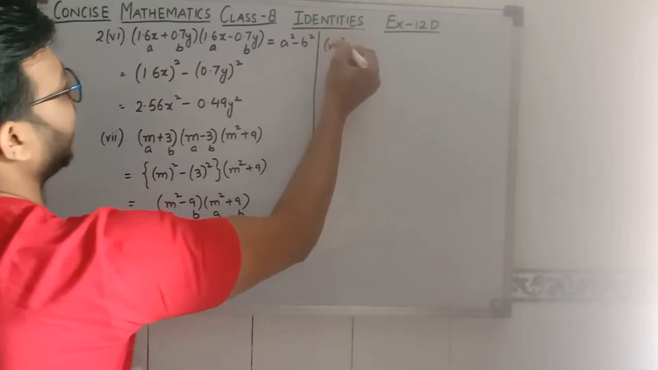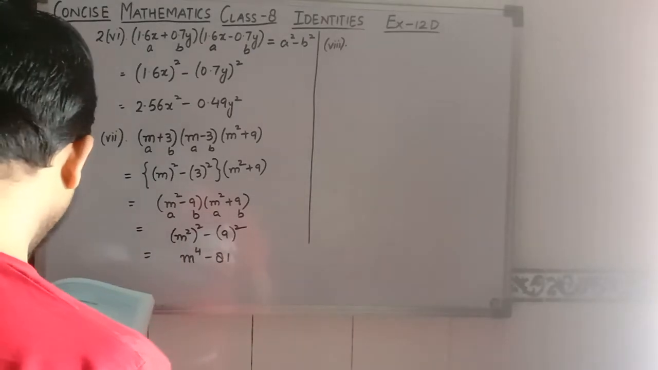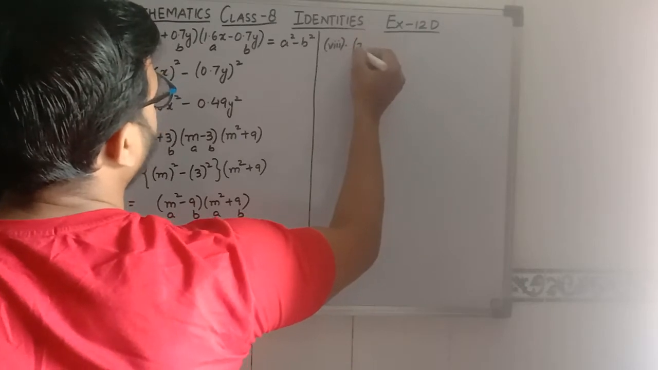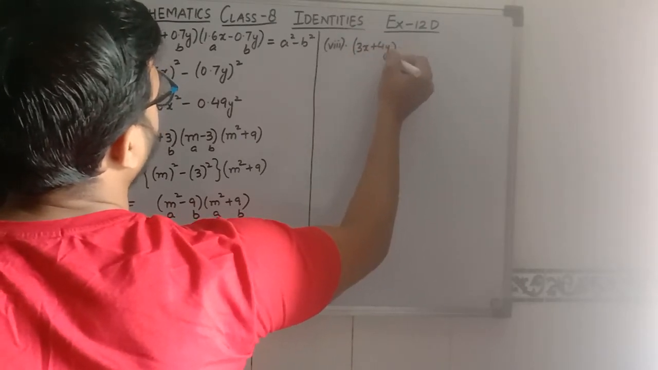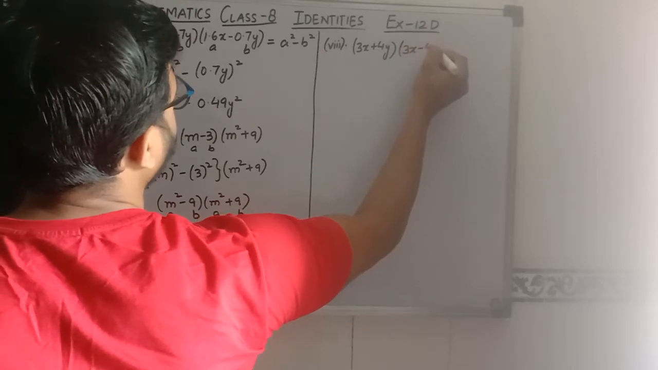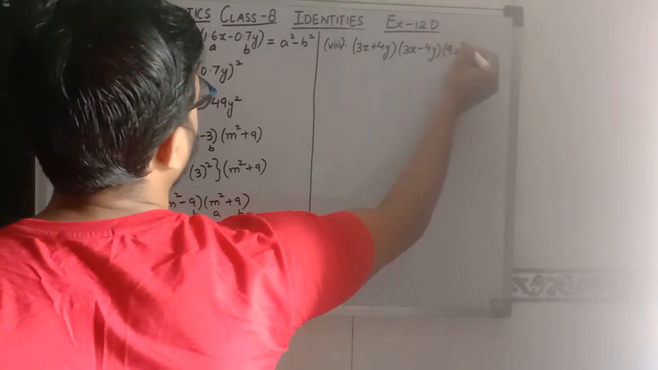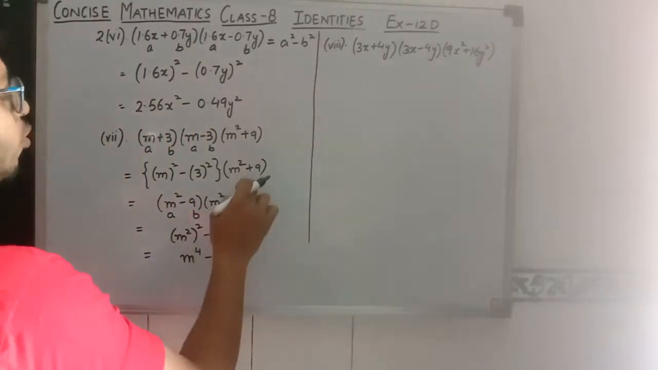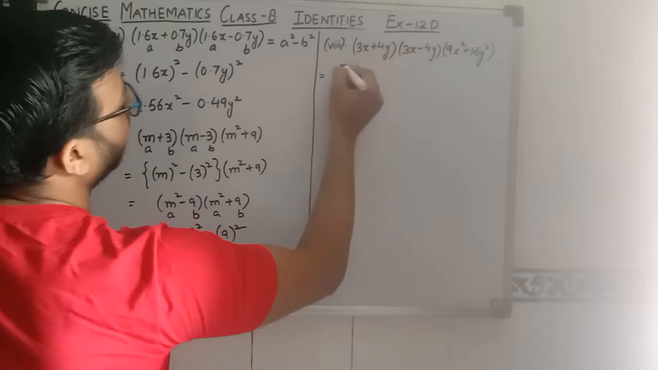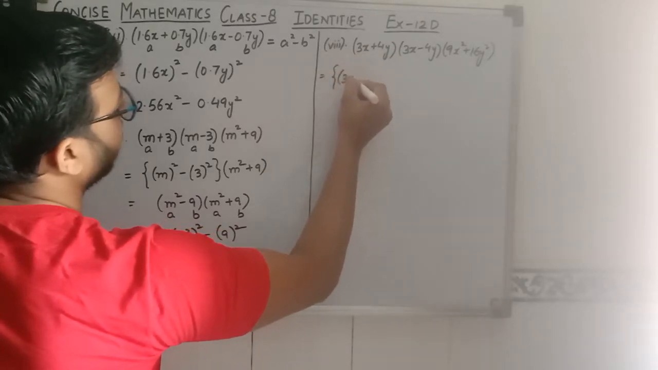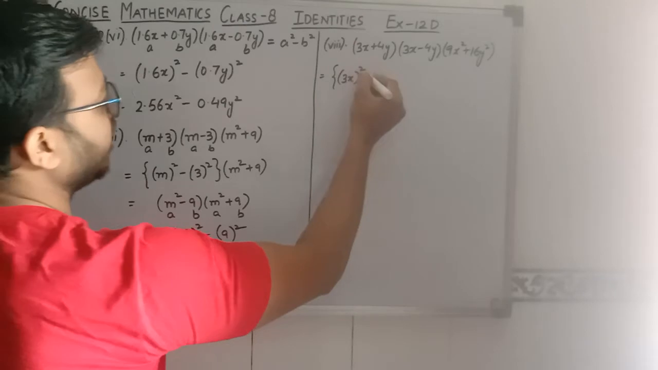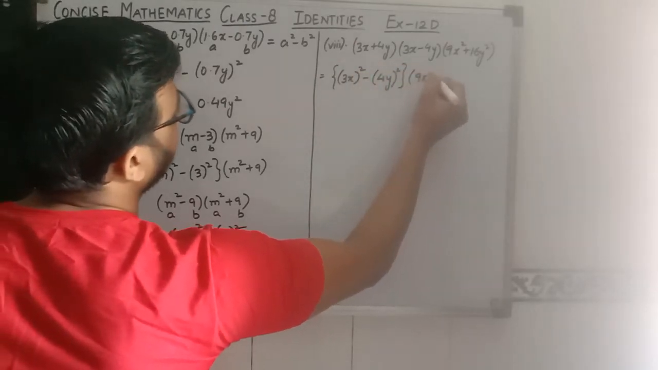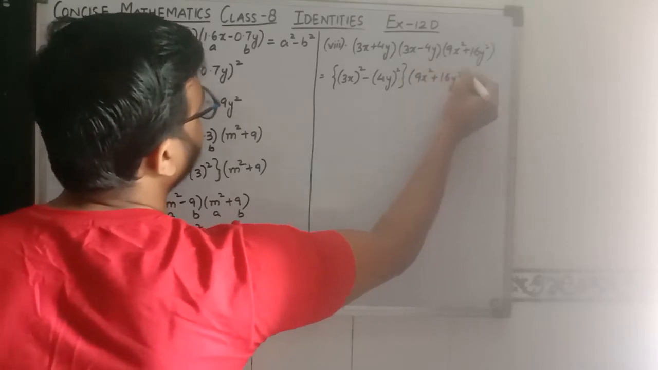Now part 8. Now again in part 8 there are overall 3 terms. So in the first bracket 3x plus 4y, in the second bracket 3x minus 4y, and in the third bracket 9x square plus 16y square. So this is the question. This question is similar to this. Again, in the first 2 brackets we can apply a square minus b square. In the place of a we write 3x. In the place of b we write 4y. Now the third bracket will remain same, 9x square plus 16y square.